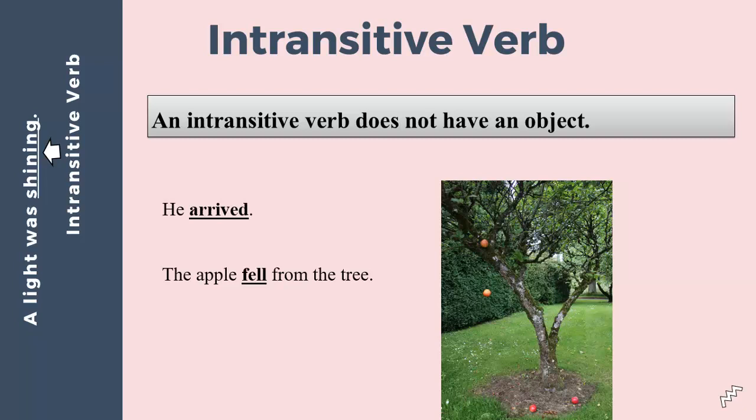So now we know that transitive verbs have an object after them and they are the ones that can change their voice. On the contrary, we can't change the voice of the sentences that have intransitive verbs.